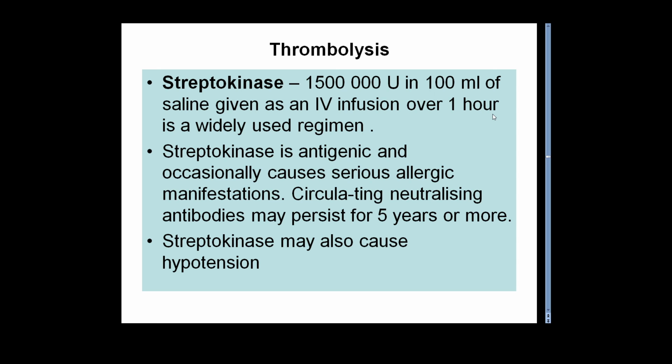For realization of thrombolysis, we use streptokinase, 1,500,000 units in 100 milliliters of saline given as an intravenous infusion over 1 hour is a widely used regimen. Streptokinase is antigenic and occasionally causes serious allergic manifestations. Circulating neutralizing antibodies may persist for 5 years or more. And streptokinase may also cause hypotension.